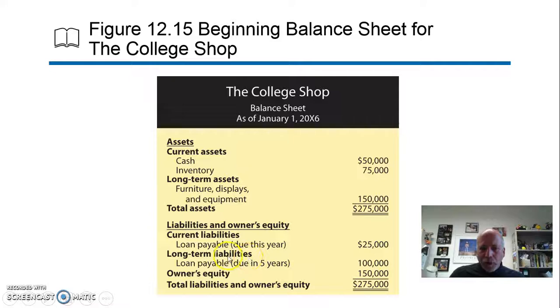Those that are long-term, it's still a liability. We still owe that. We just don't owe it this year. And then the owner's equity, the amount the owner has invested in the company. Assets, $275,000. Liabilities plus owner's equity, $275,000.